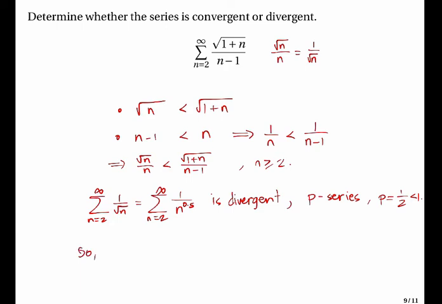So, we have the series. Okay? We have the series square root of 1 plus n over n minus 1, from 2 to plus infinity, this guy here is also divergent.